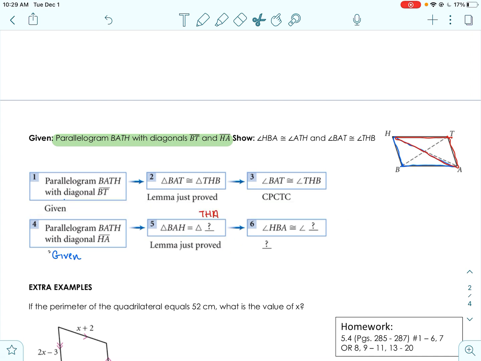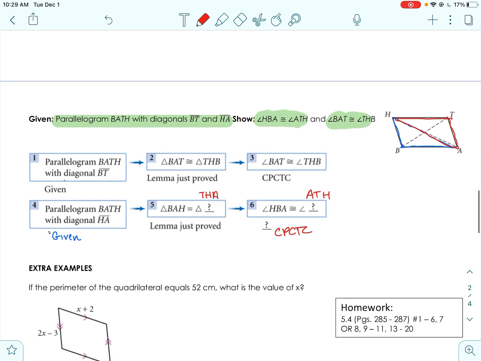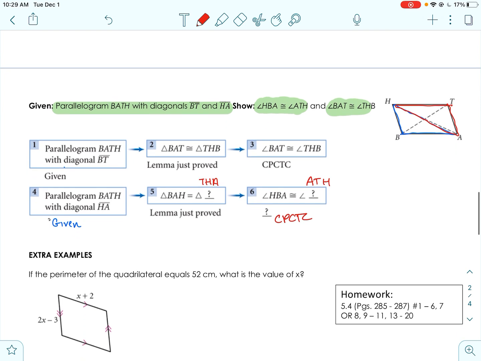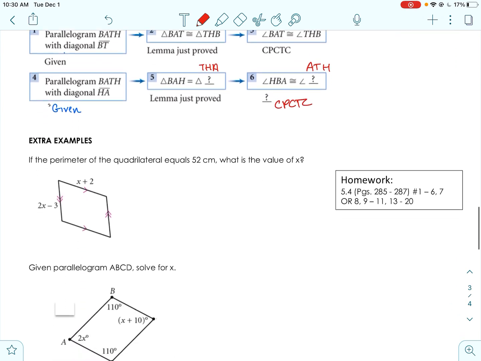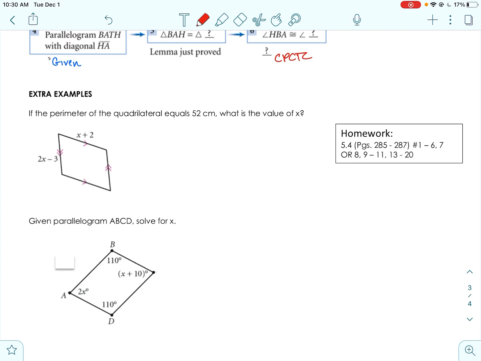So we get angle BAT is congruent to THB because of CPCTC. And then we now know that angle HBA is congruent to angle ATH because of, again, CPCTC. So that is basically how you would go through proving each one of these conjectures. So what we're going to do is wrap up this video by looking at two extra examples.